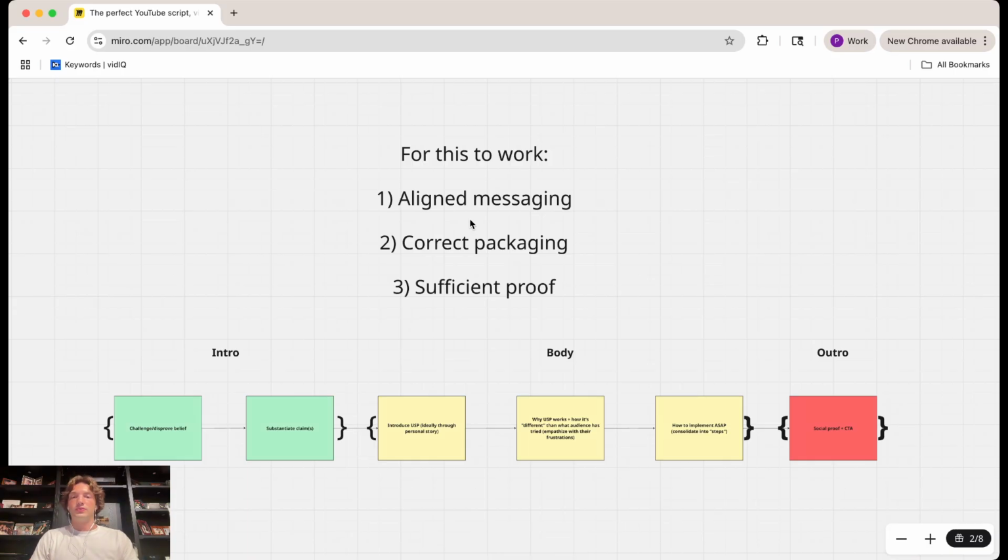The second follow-up to that is correct packaging, right? So again, sounds self-explanatory, but if you can't properly market the idea, no one's going to see the video. No one's even going to make it through the script. So it doesn't matter how good the script is.